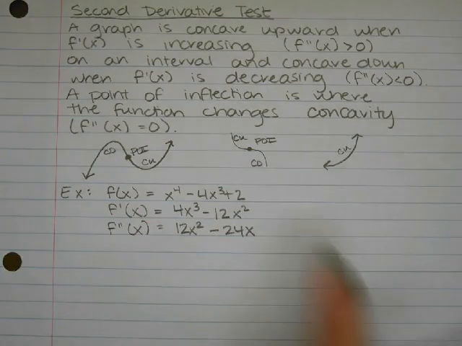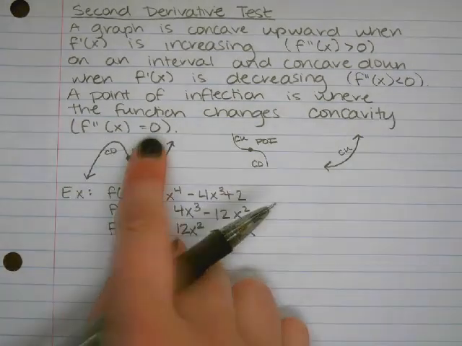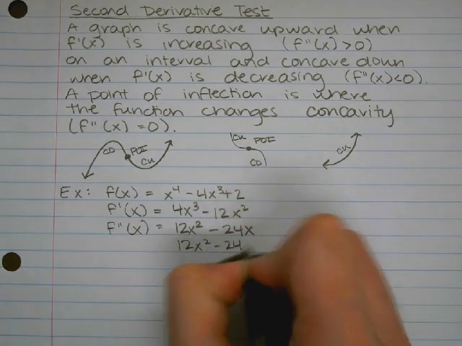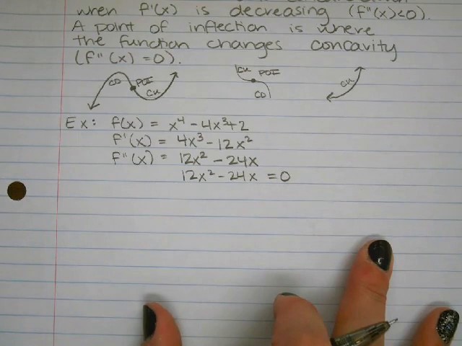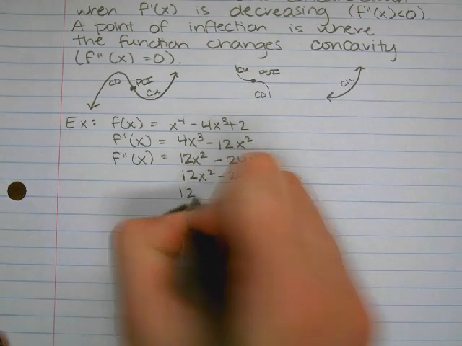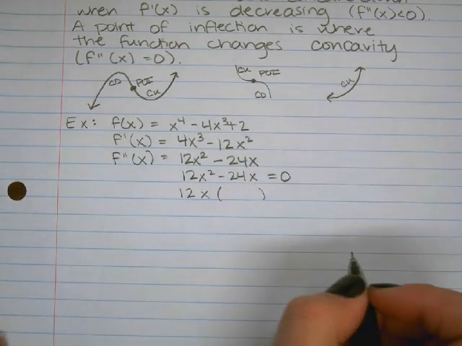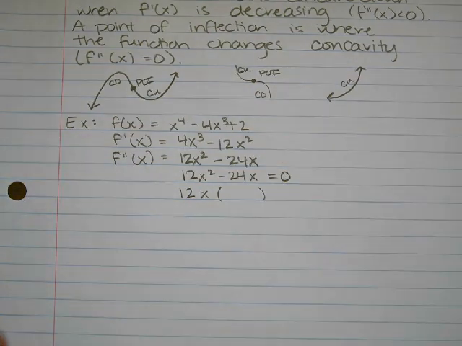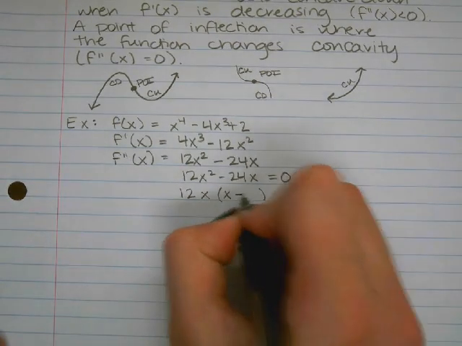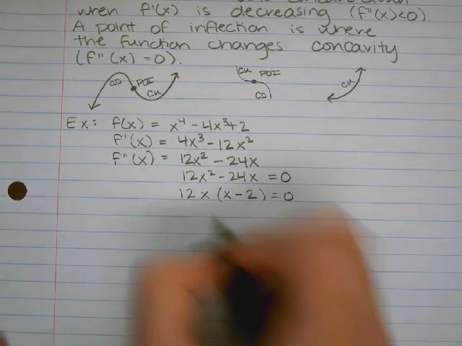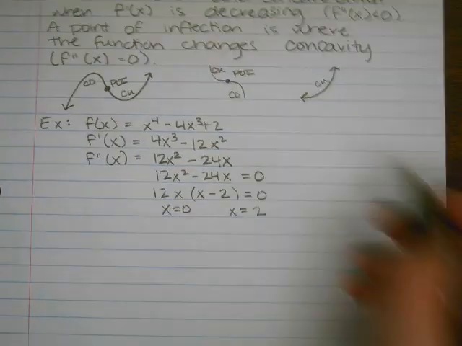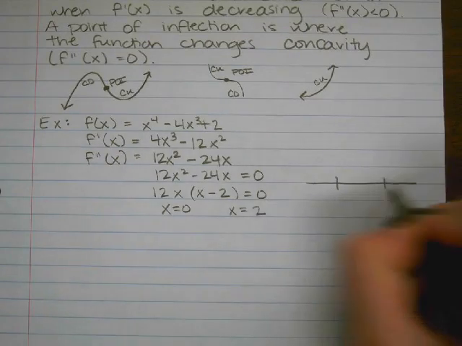And then it changes concavity. It has a point of inflection where the second derivative equals 0. And so I'm going to go ahead and take this derivative and set it equal to 0. And that's quadratic, so I do need to factor to solve that. So I have a GCF of 12 and x. I can go ahead and take both of those out. So 12x squared, if I take out a 12x, then I have an x left over. 24x, if I take out a 12x, I have a negative 2 left over. So that means that x equals 0 and x equals 2 are my points of inflection. So I'm going to go ahead and draw a sign chart again.